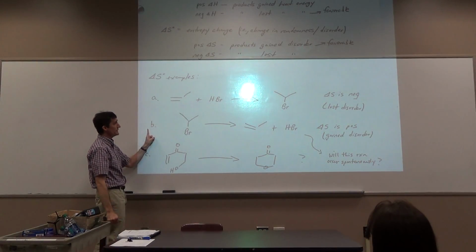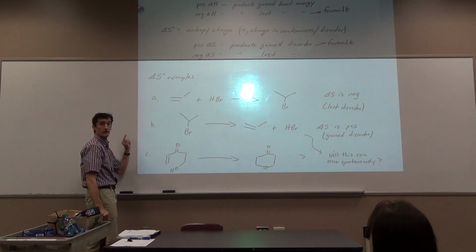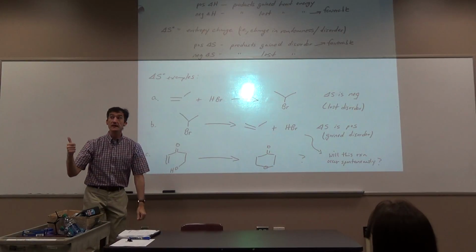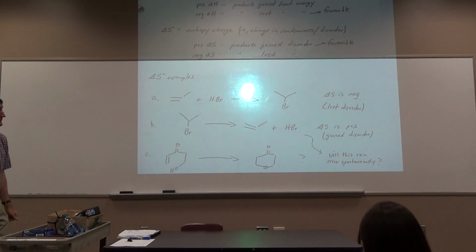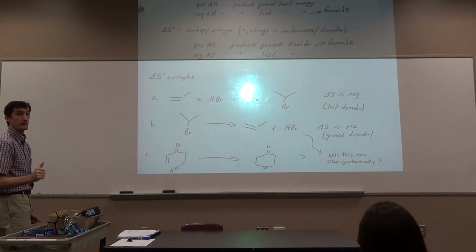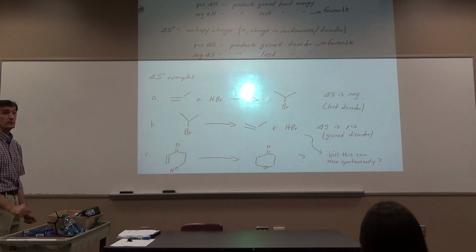Is A favored or B? B is just the reverse of A. B is favored based on entropy. But there's another term in the delta G. There's also enthalpy. Now, is it favored? Well, there we will actually calculate.